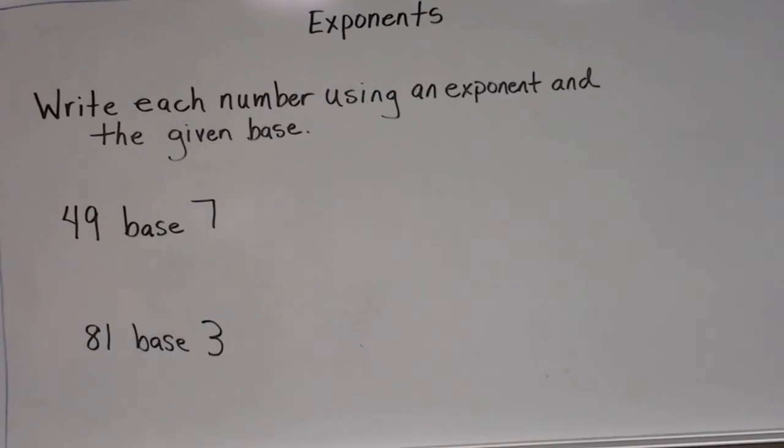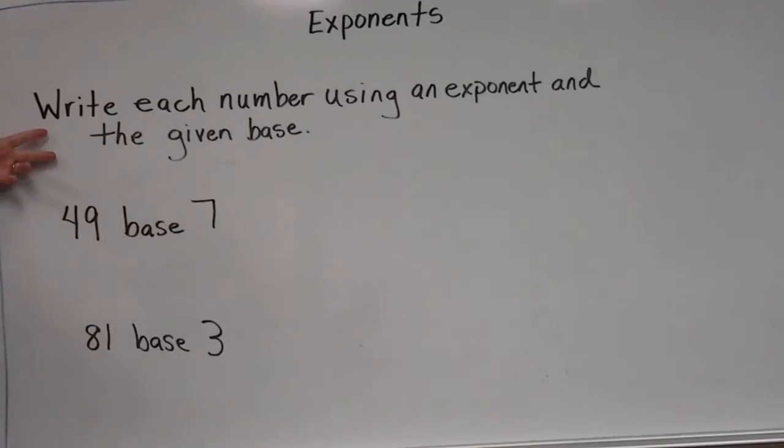Now, some of the problems that you're going to see in your math book are going to have these directions. It's really important in math to understand the directions. So let's look at these directions. It says write each number using an exponent and the given base. Well, look, they give us the number. That's this first part, write each number. They give us the number they want us to use. Then it says using an exponent and the given base. They give us the base they want us to use. So we have to find the exponent.